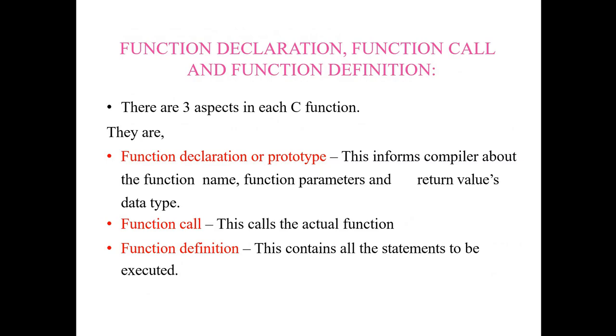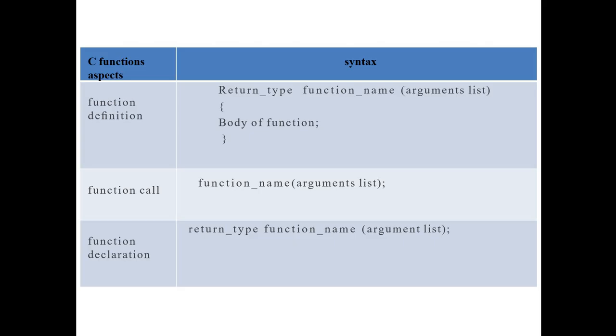Now, function declaration, call, and function definition. Every function has three aspects: function declaration, function call, and function definition. Function declaration tells the compiler the function name, its parameters, and return type. Function call is where the function is invoked in the program. Function definition contains the actual code or statements to be executed. In short, we declare, we call, and we define.